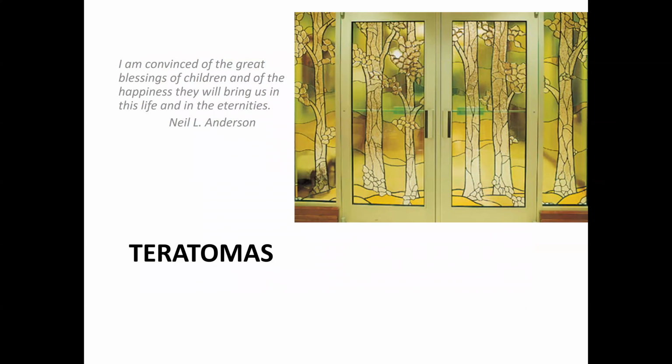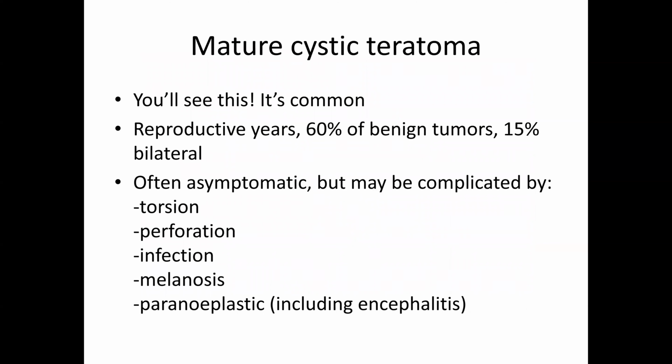Okay, well, let's go on now to the teratomas. Of course, this is an area which we have all seen, or you will all soon see. Mature cystic teratomas are very common, occurring in the reproductive years, of course, and accounting for almost 2/3 of benign tumors. Not infrequently they are bilateral and may often be asymptomatic or unsuspected. But when they become complicated with torsion or perforation or other sorts of changes, including potentially paraneoplastic syndromes such as encephalitis, they can come to clinical attention quite quickly and emergently.